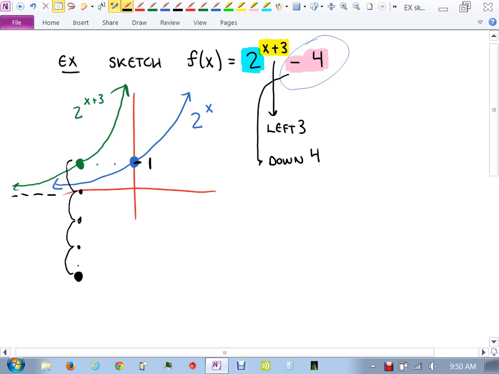There's the point. Now, where's my horizontal? It was right here, wasn't it? But now it's down 4 from there. So 1, 2, 3, and now it's down here, right? Y'all see that? So my horizontal's like this. And so my graph should look like that. And we don't have to be real particular on that.